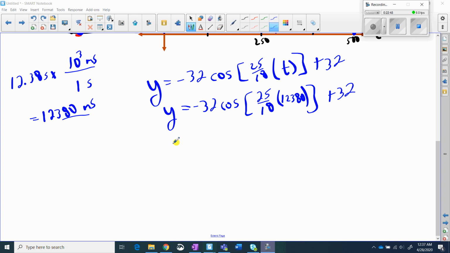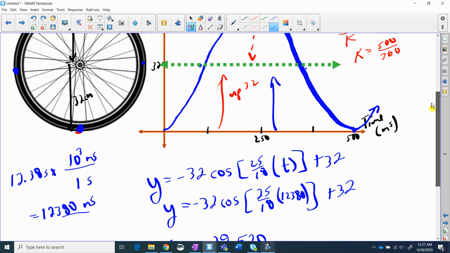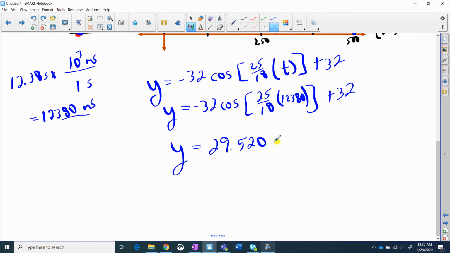All right, so putting that in my calculator, this is what I arrived at. Y equals 29.520. That would be in, I believe, centimeters. I'll double check my unit on my height scale. Yep, centimeters. So that is how high above the ground the tack would be on the wheel at that particular instant.